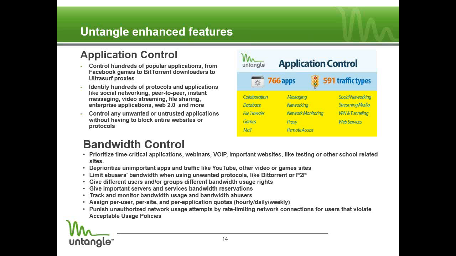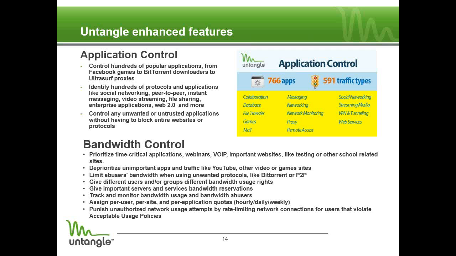Some of the other enhanced features that Untangle offers to help you with content online: we have an application control module that's part of our standard package. That does quite a good job of helping control Facebook games and BitTorrent, as well as identifying many other protocols and applications out there. You can see we have 766 applications that are included and over 590 traffic types that are identified. And then you can use the web filter and the application control module in concert with our bandwidth control module.